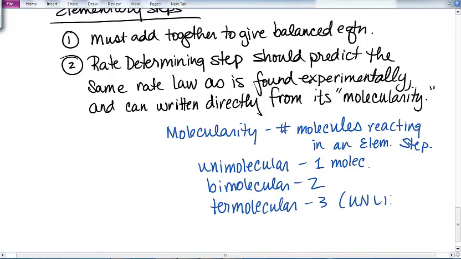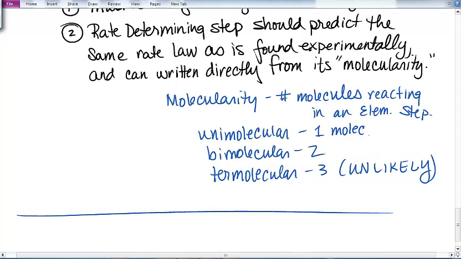But this one, you guys, is very unlikely, for all those same reasons that we just mentioned. Because if you suddenly start having three molecules, now they all have to hit at the same time with the right amount of activation energy and the right orientation. And it's sort of unlikely. But one or two molecules are certainly more likely in that respect. What I want to do is go through two examples so we understand what that actually means.